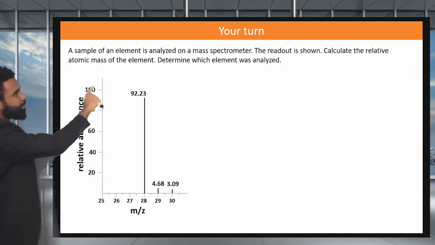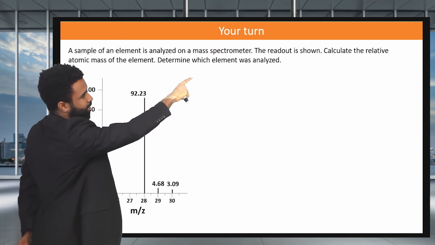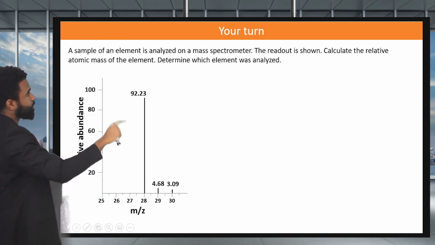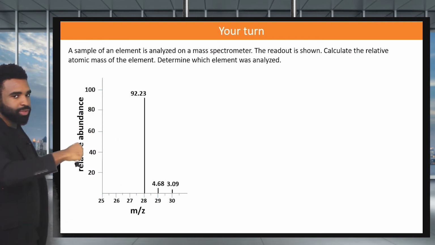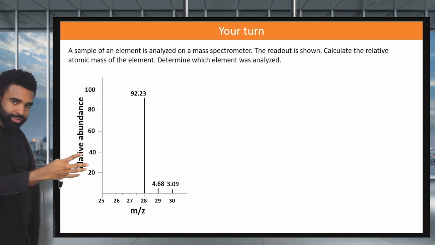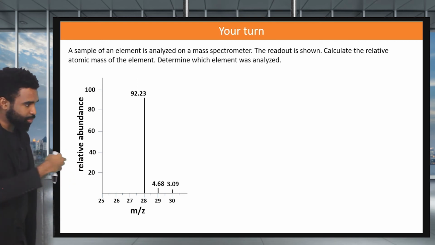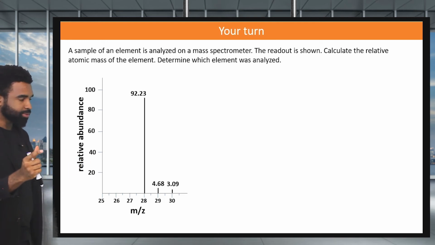It says, a sample of an element is analyzed on a mass spec. The readout is shown here. Calculate the relative atomic mass of the element and determine which element was analyzed. So pause the video and try this one. In 3 seconds, I will go through it. Hopefully you've paused. 1, 2, 3.